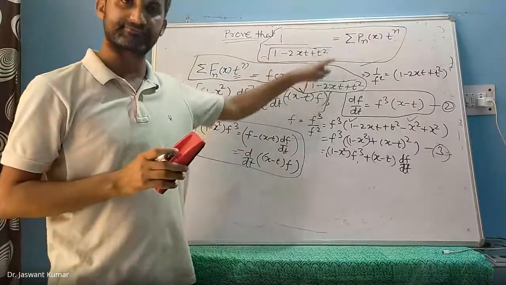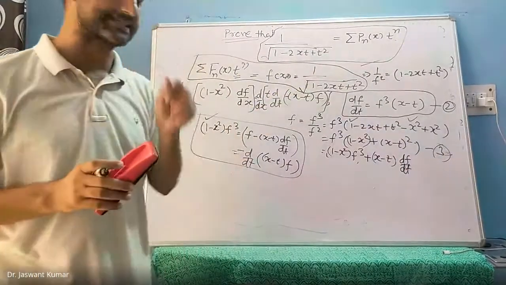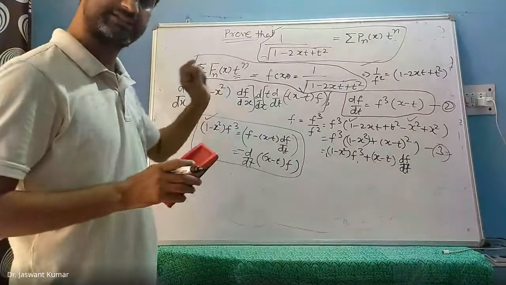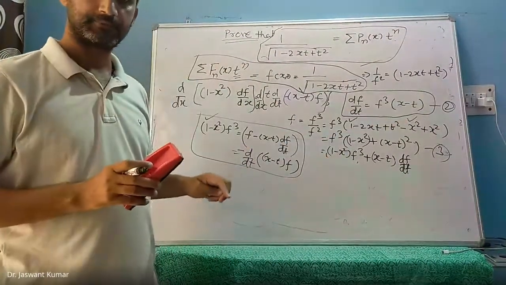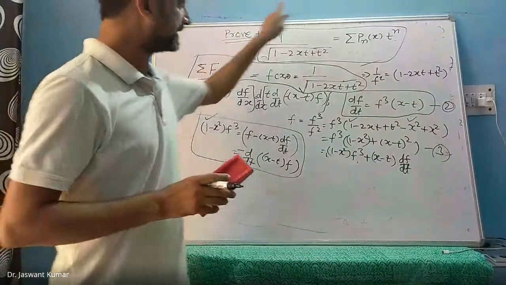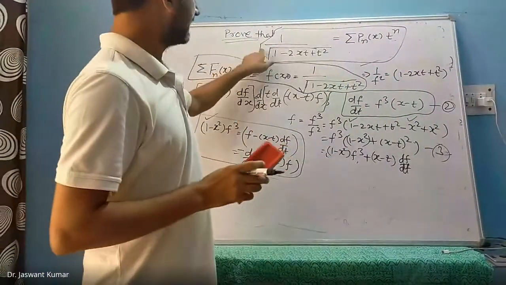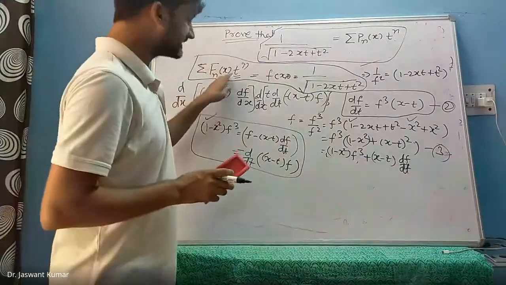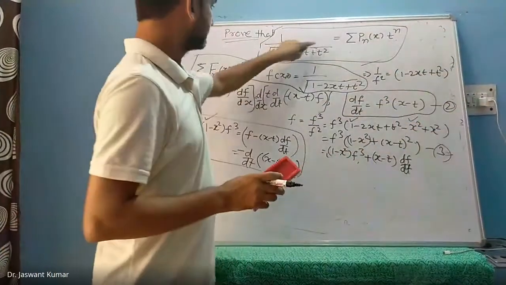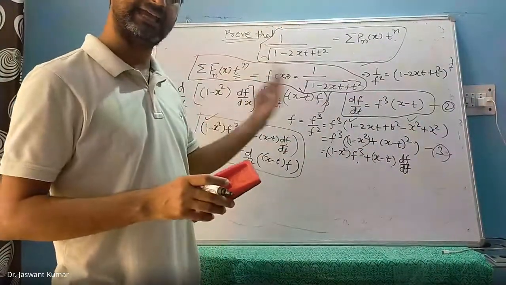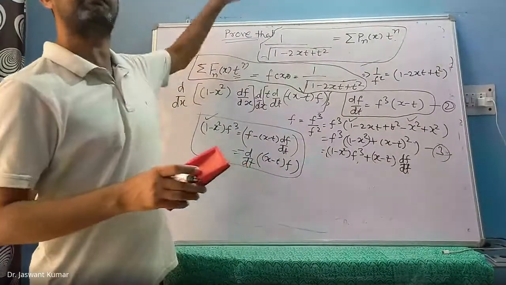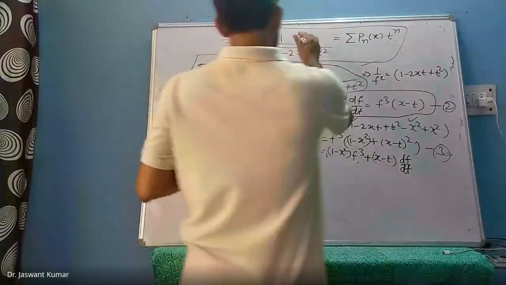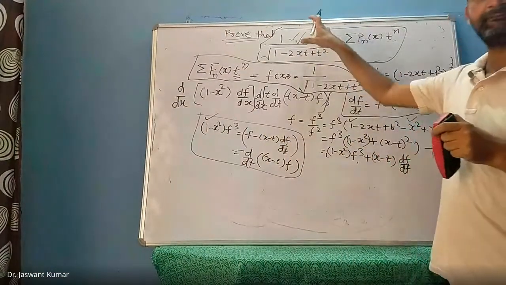This fxt, which was 1 by square root of 1 minus 2xt plus t square, can always be written as some fnx t to the power n. We are not saying what is fnx. If fnx happens to be pnx, then this will be the generating function for the Lysander polynomial. If fnx is something else, then this formula will be a generating function for some other polynomial, not the Lysander polynomial. But this kind of formula are always generating function for something.